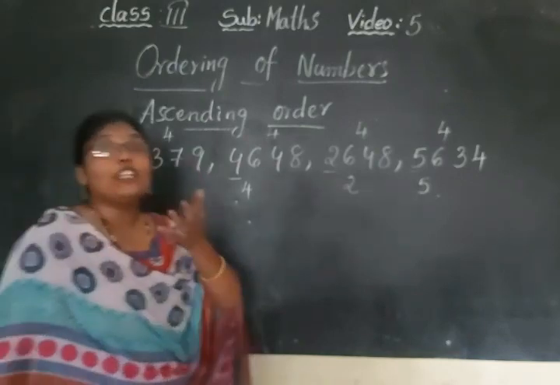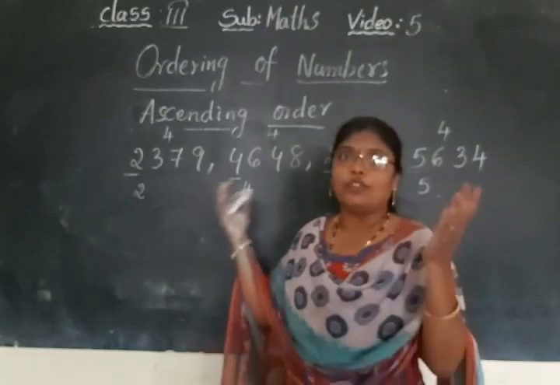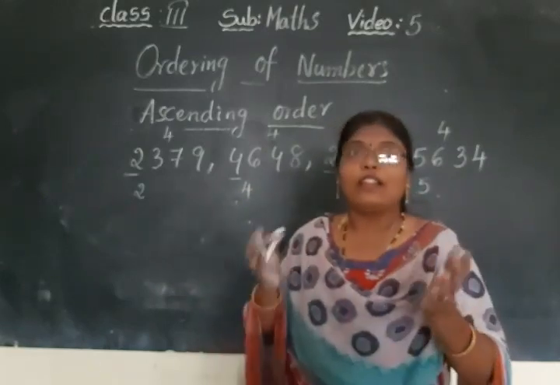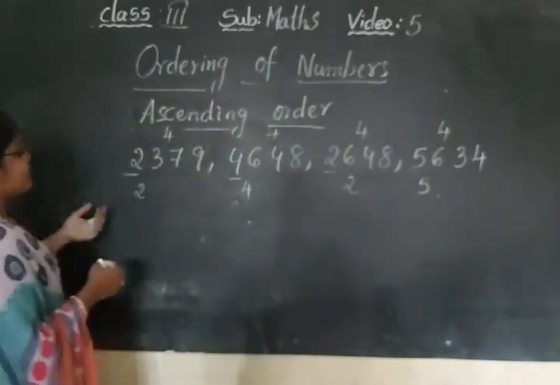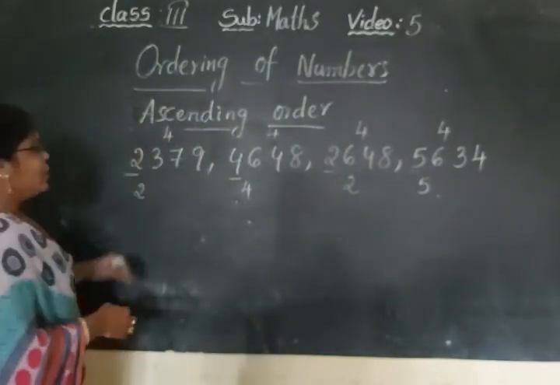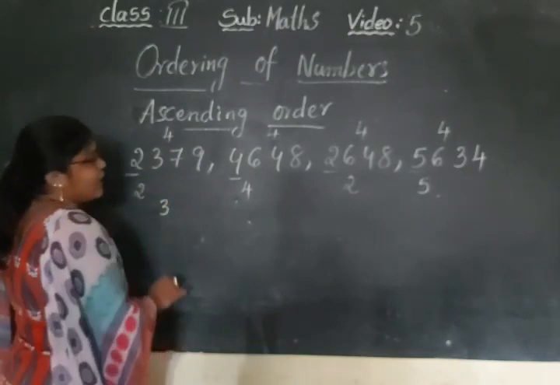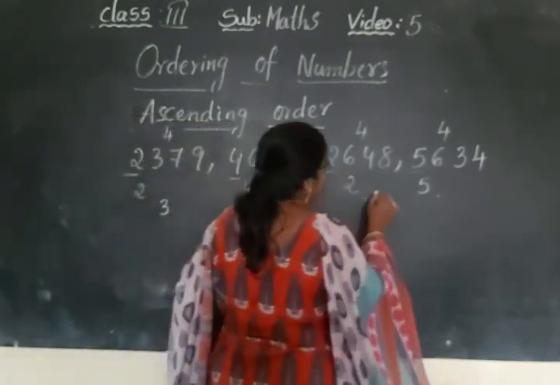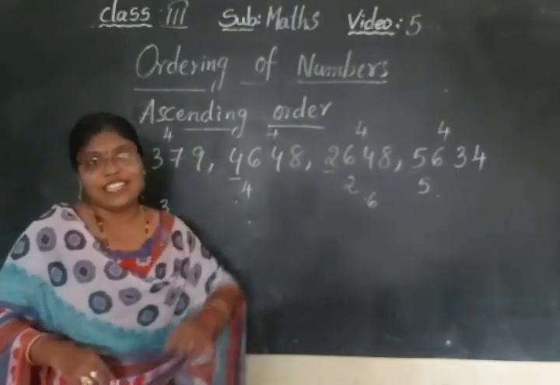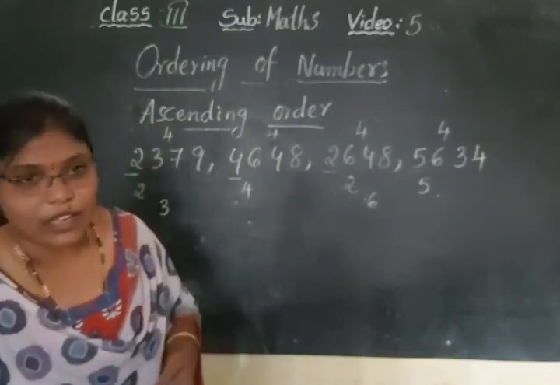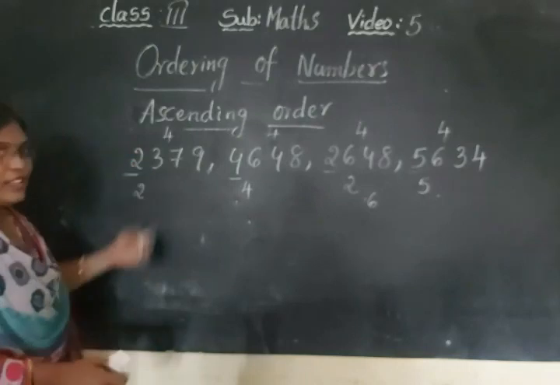Now what we need to do? Don't worry children. We already know if first digits are the same, next we have to go to the second digit. Right? That is nothing but the hundreds place. What is the number here in the hundreds place? It is 3, and here we have 6. So which is the smaller number, 3 or 6? Yes, you are right. It is 3. So what is the smallest number, children? Which number we have to write first?